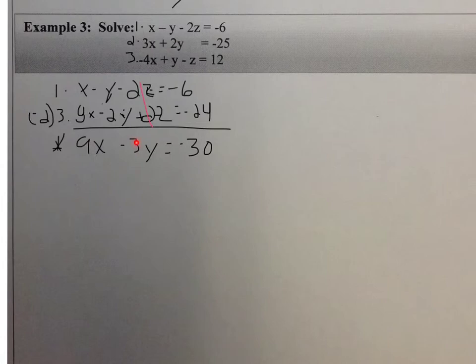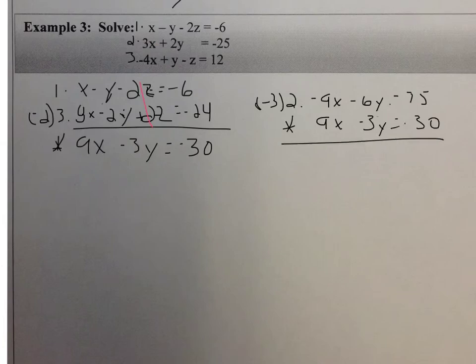So I'm going to take equation 2 and I'm going to multiply it by negative 3. So negative 3 times equation 2. And that's going to give me negative 9x minus 6y equals positive 75. And I'm going to use star now because I don't have to multiply by anything because I got a positive 9x and they'll cancel. Minus 3y equals negative 30. And when I add them together, the negative 9x, positive 9x cancel out. I'm going to get minus 9y.